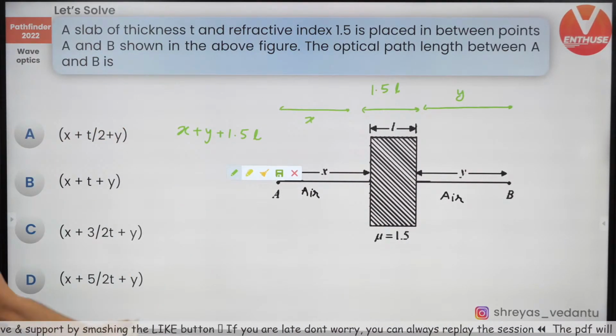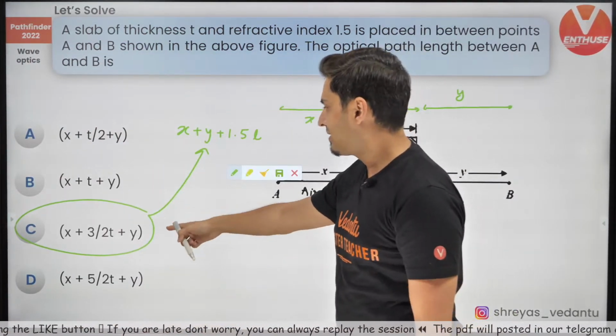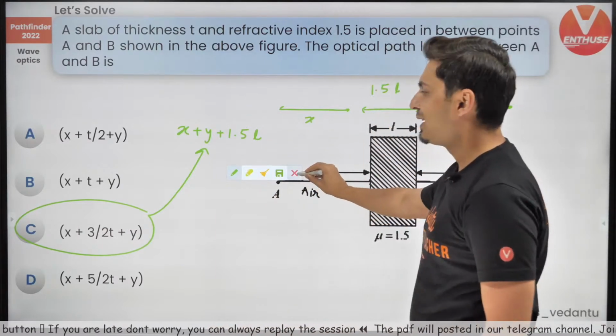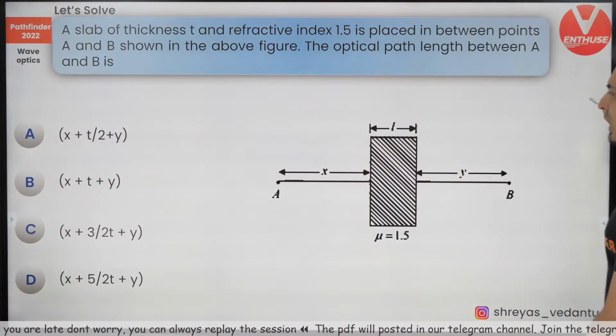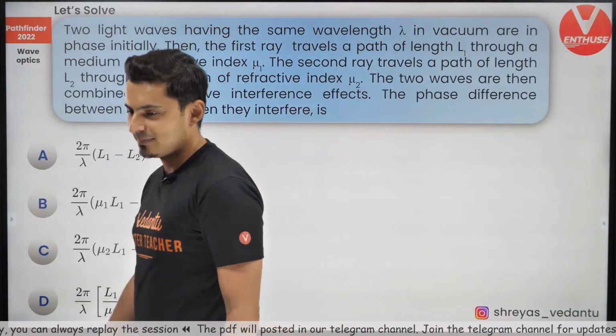Is that answer there? Yes, it is. It is option C. You can check that out. 1.5 is 3 by 2. So x plus y plus 3 by 2 times of L. So that's the equivalent path length of this entire system. Moving on to the next one.